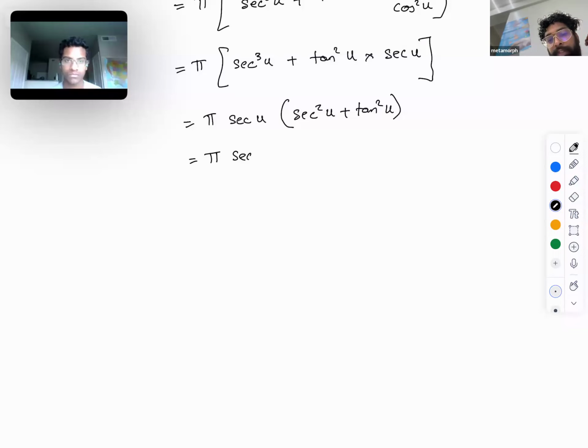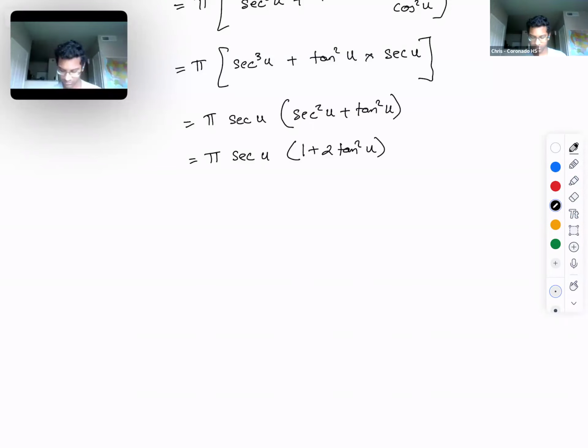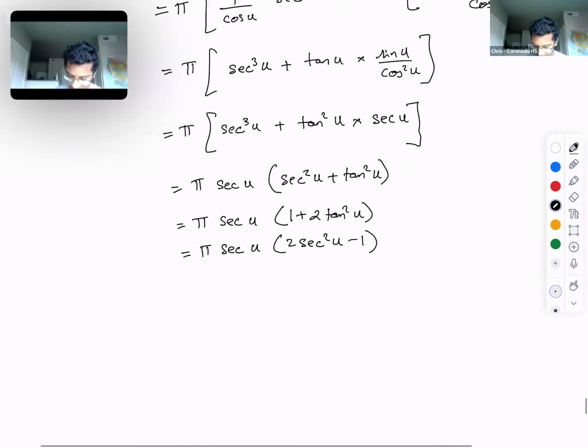We can simplify this further using trigonometry. Sec squared x is 1 plus tan squared x, so 1 plus 2 tan squared u. Or I can say tan squared x is sec squared x minus 1, so 2 sec squared x minus 1. Both of those are what I got here originally: pi secant u into tan u, tan squared u plus secant squared u.